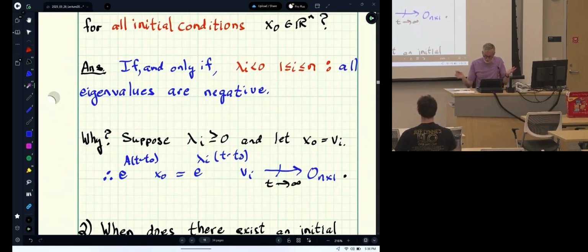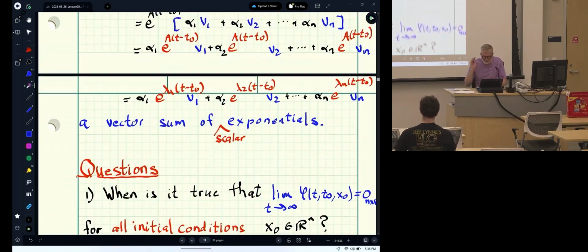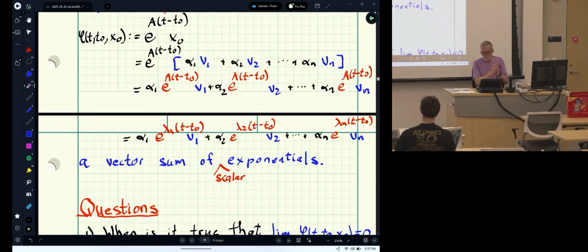And if it's strictly greater than 0, take that as an initial condition. But if you take almost any initial condition, suppose this one is positive but all the others are negative. We don't care what those numbers are, as long as this one is not 0. If I randomly choose an initial condition, uniformly distributed, the alpha 1 is not 0 very often, okay?